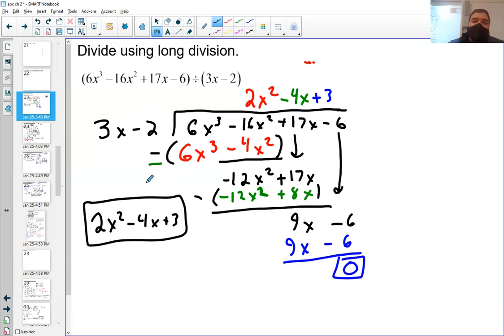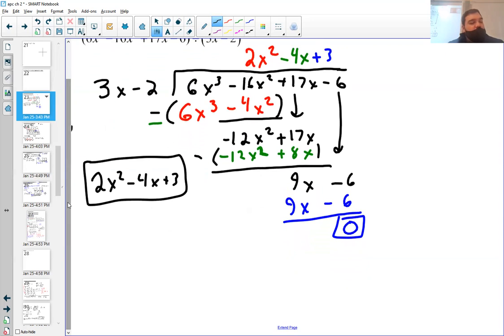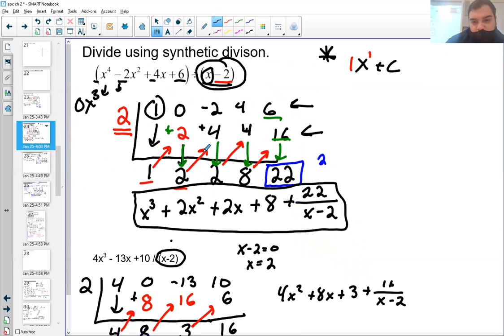Can I do the next problem? Sure. Let me make up a problem. Can I do it on the board? Sure, Abby. Give everyone a chance to copy it down first, and then I'll let you do it on the board.